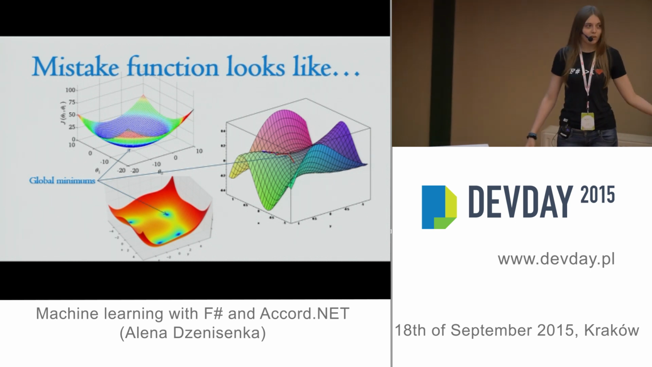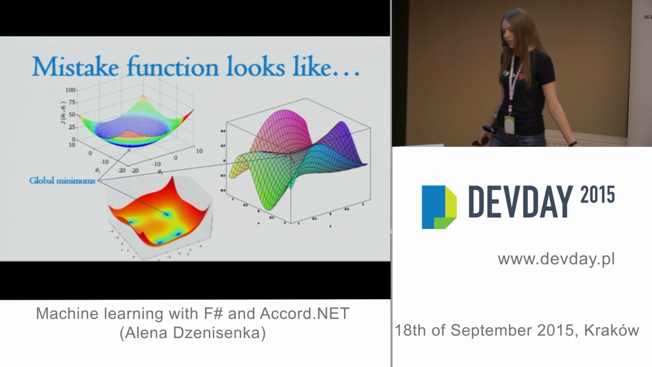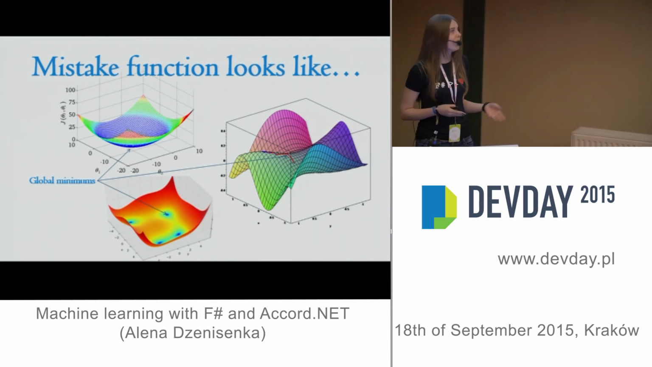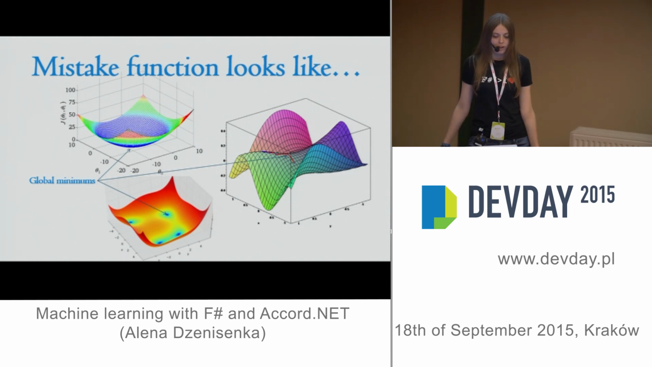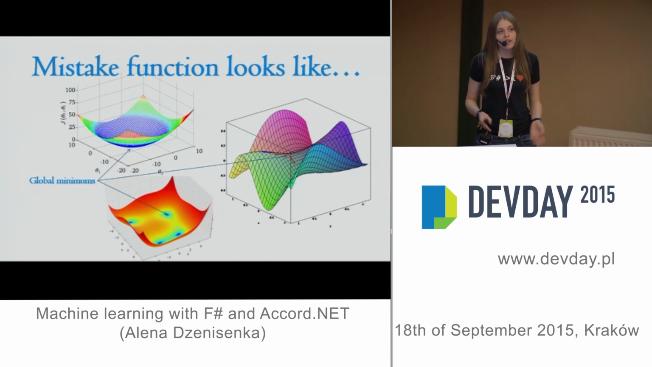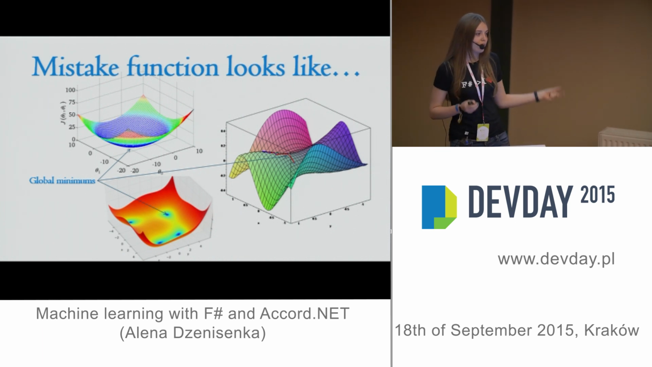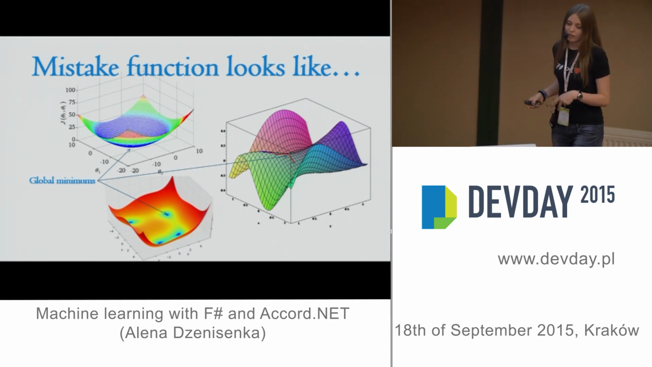But direction is not enough. We actually need to make steps. To make steps, we should define the size of the step that we're going to make from the point towards the minimum. And the step is defined through the learning rate. Learning rate is just a number that sets how big our steps are.